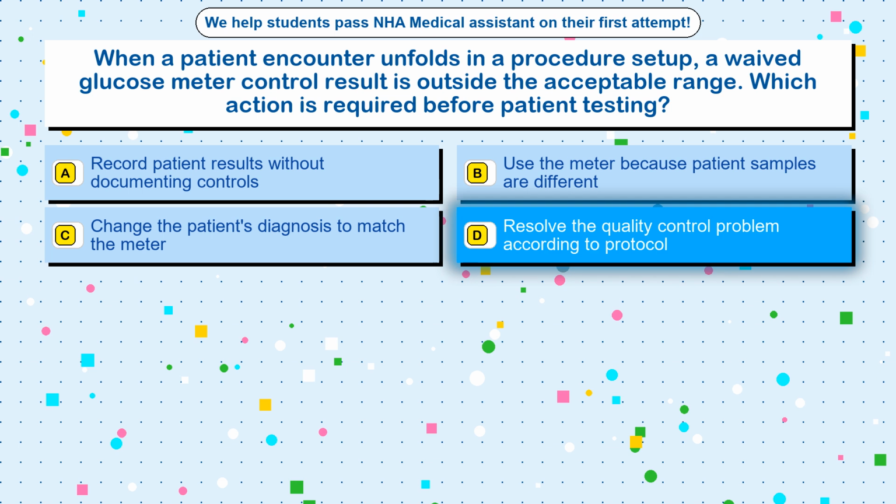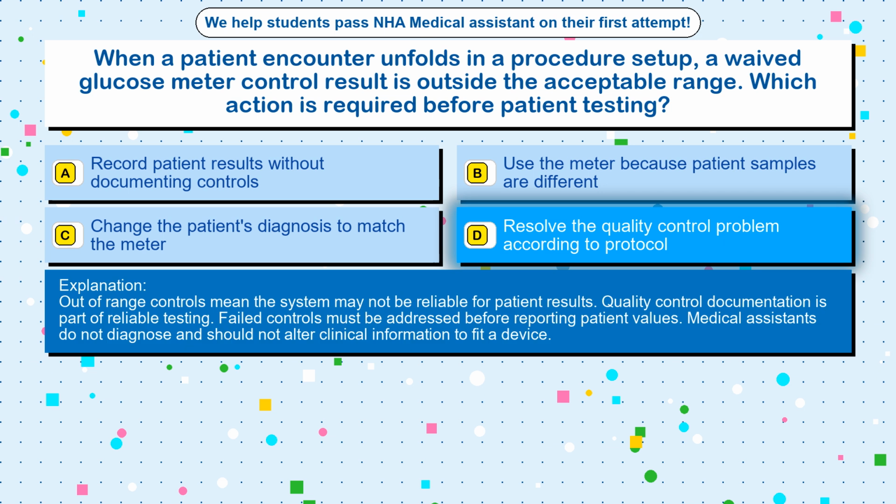The correct answer is option D, resolve the quality control problem according to protocol. Out-of-range controls mean the system may not be reliable for patient results. Quality control documentation is part of reliable testing. Failed controls must be addressed before reporting patient values. Medical assistants do not diagnose and should not alter clinical information to fit a device.